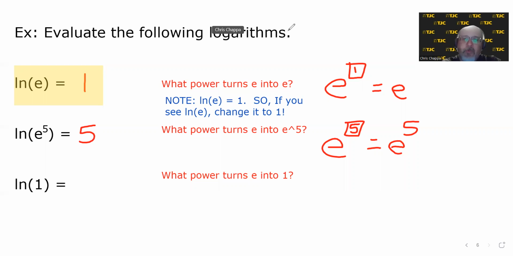What about the last one? What power turns e into 1? Well, what power turns any non-zero number into 1? 0. And again, your calculator would know this, and this one's not that hard to type. Natural log of 1 is 0. All right, so 2 special logarithms. Log, L-O-G, means log base 10. Natural logarithm, ln, means log base e. Know it, because you're going to see it.